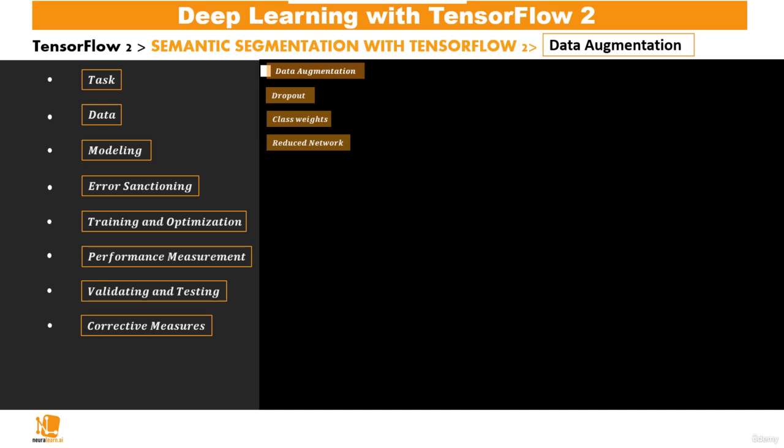Welcome to the section on corrective measures. In this section, we shall apply several corrections to our already existing model and data set. First, we have data augmentation, we have dropout, we have the class weighting. We can also reduce the network.